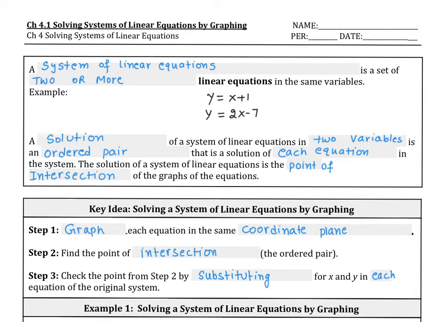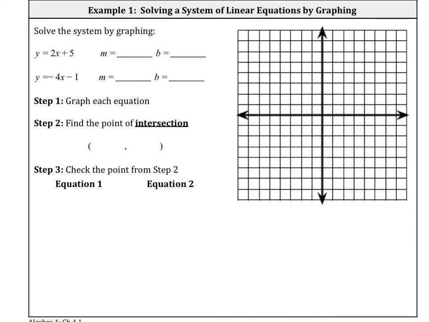Step number 3, check the points from step 2 by substituting for x and y in each equation of the original system. So you're going to use the coordinate point and plug it into the equations one by one to check for the solution. Example number 1, solving a system of linear equations by graphing.